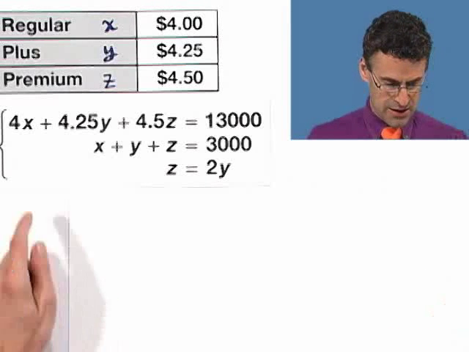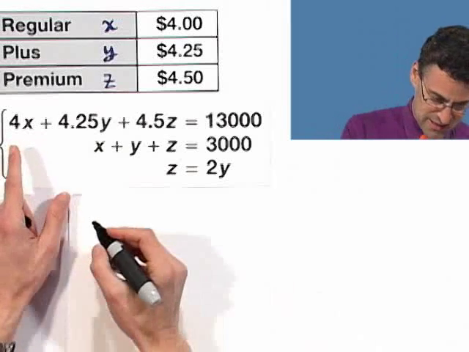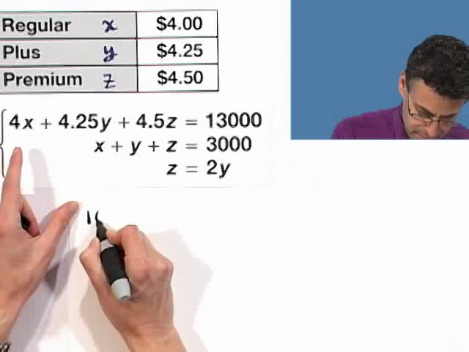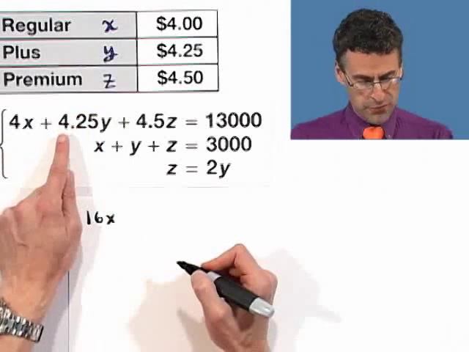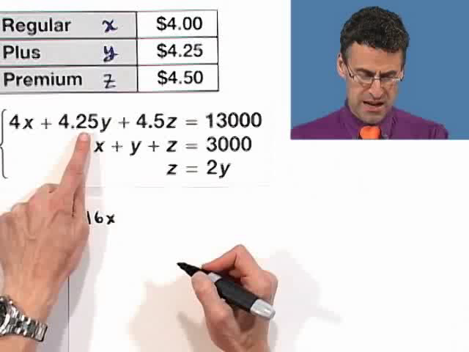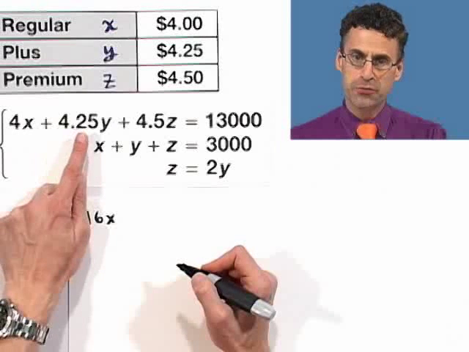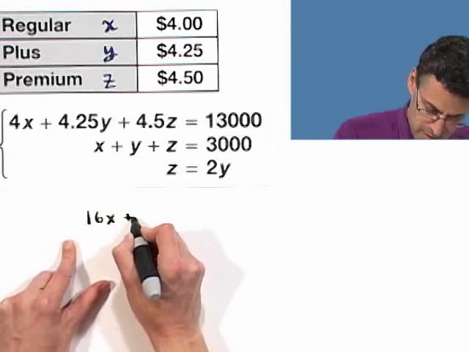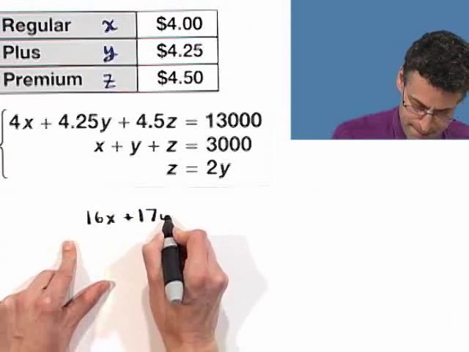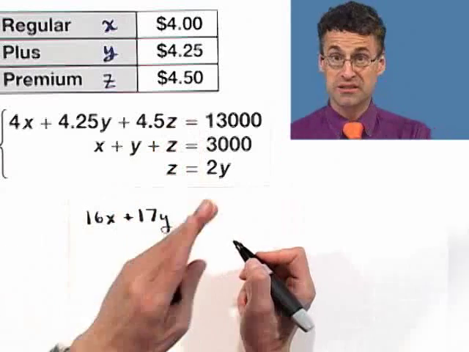But if I do that, let's check out what happens. 4 times 4, that's easy. That's going to be 16. And what's 4 times this? Well, 4 times 4 is 16. And remember, that's now a fourth. And 4 times a fourth is going to be a 1. So that's going to be 16 and 1 is 17. So that's plus 17y. If you like the decimals there, then you could just keep them in.